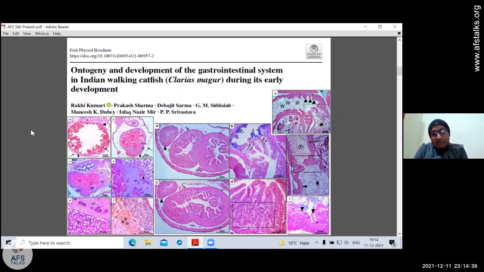And then eventually we learned how the development of the stomach, as well as how the pyloric sphincters or cardiac sphincters look like. So here I'm showing, my cursor is moving, right?